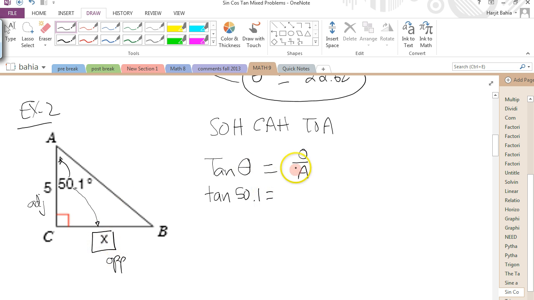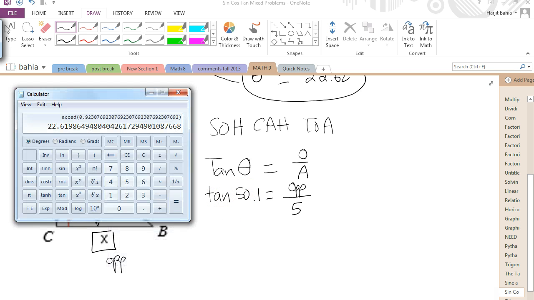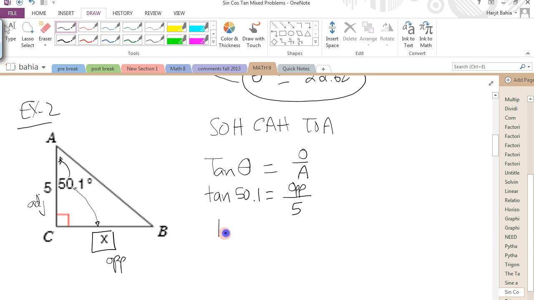We don't know it. You can call it an O or call it X. I'll just call it op for opposite. If I just leave it as an O, it looks like a 0. And the adjacent we know is 5. We're not given any units here, so let's not worry about it. Tan 50.1, we got to figure what that is. Use your calculator. So we go 50.1 tangent gives us 1.2 decimal places. That actually at 5 rounds up to a 10, that carries over. That gives us 1.20 right there. So this is 1.20.